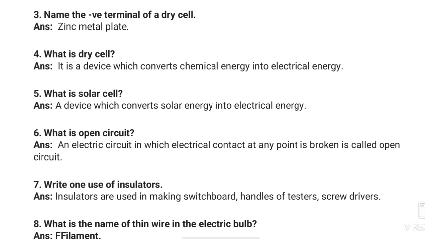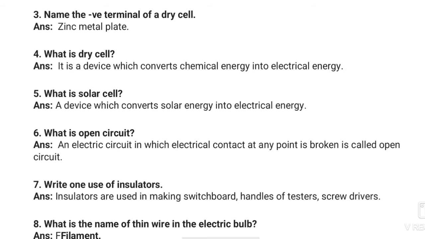It means, student, in a battery we use a carbon rod. The carbon rod is always like chemical energy. When we start the current, the electricity, it converts chemical energy into electrical energy. Next question: what is a solar cell? A device which converts solar energy into electrical energy is called a solar cell.